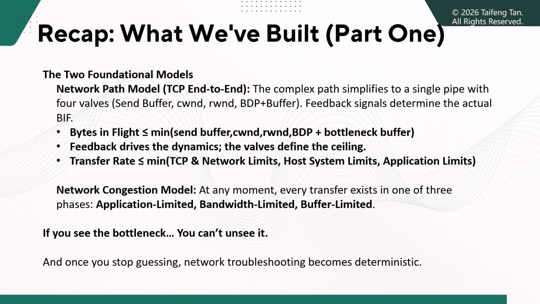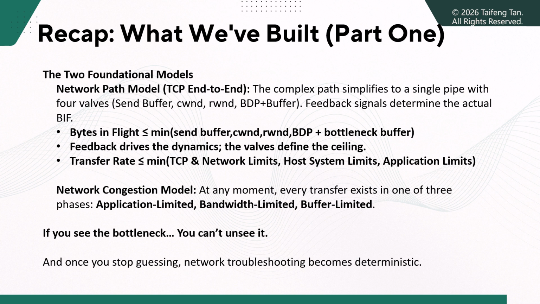When we fill the pipe and analyze the transmission, we can abstract the dynamic interactions into a simplified network congestion model, a model that describes the crucial behavior of any end-to-end transfer. Every TCP connection at any given moment exists in one of 3 phases: application limited, bandwidth limited, buffer limited. There are only three ways a flow, specifically its bytes in flight, can be limited. A slow transfer always gets stuck in one of these three phases. By watching bytes in flight, RTT, send rate, and delivery rate in Wireshark, you can diagnose the phase instantly.